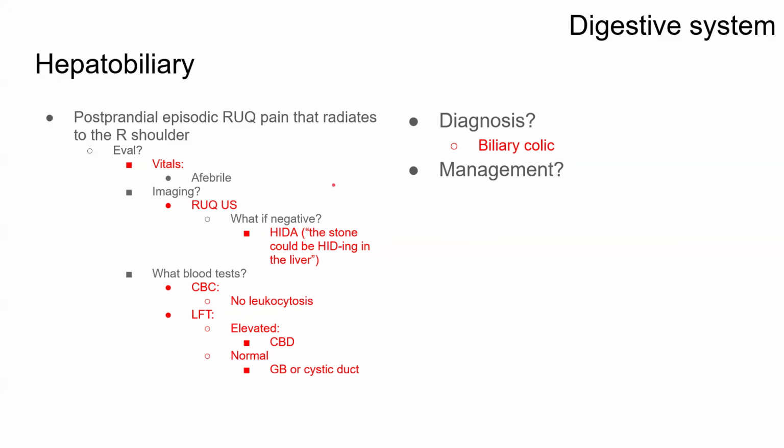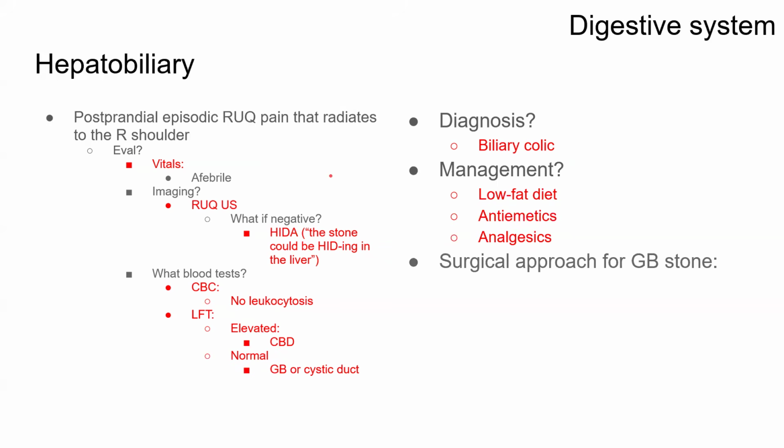The management of biliary colic, you can make recommendations for a low-fat diet. But let's be honest, you can make the recommendation for it, but it's much harder to stick to that regimen in real life. You can give antiemetics if they're nauseous or vomiting. You just give analgesics to help with the pain. So you don't necessarily need surgery to manage biliary colic. You can just manage it as an outpatient.